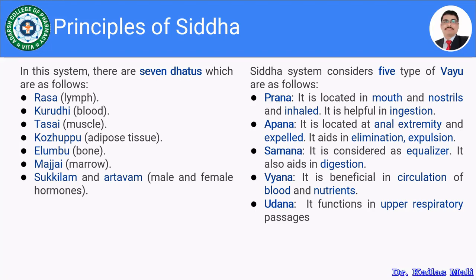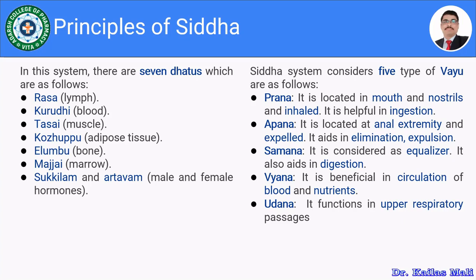Like this, there are 5 vayus which are considered in the Siddha system of medicine. These vayus are prana, apana, samana, vyana and udana. So these are the 5 vayus. The very first one, prana, is the first vayu. It is located in the mouth and nostrils, which is being inhaled, and is helpful in the ingestion of material.